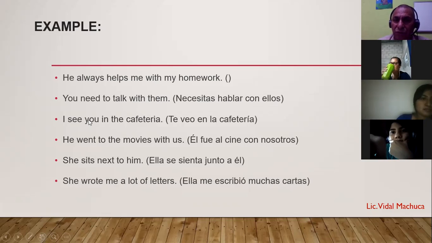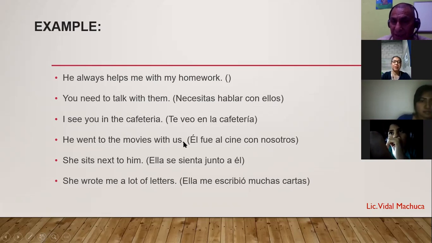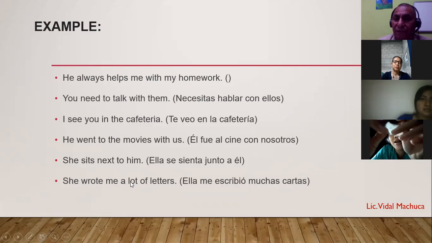Y la próxima dice, I see you. I es el pronoun. You es el object pronoun. In the cafeteria. Te veo en la cafetería. I went to the movies. He went to the movies with us. Está otra vez el object pronoun y el pronoun. She sits next to him. Volvemos a encontrar him y el she. She wrote me a lot of letters. She wrote me, me escribió, me escribió.